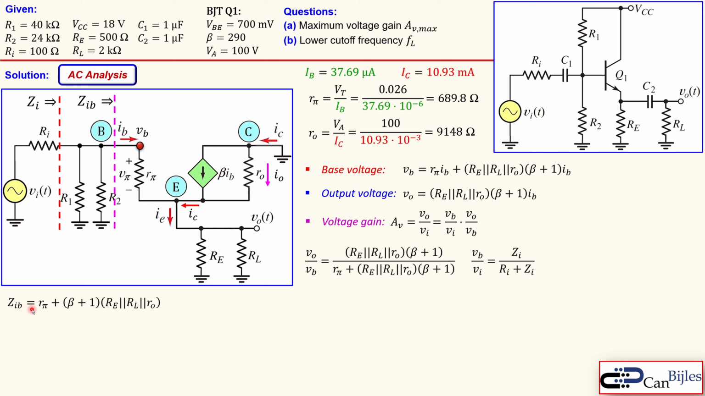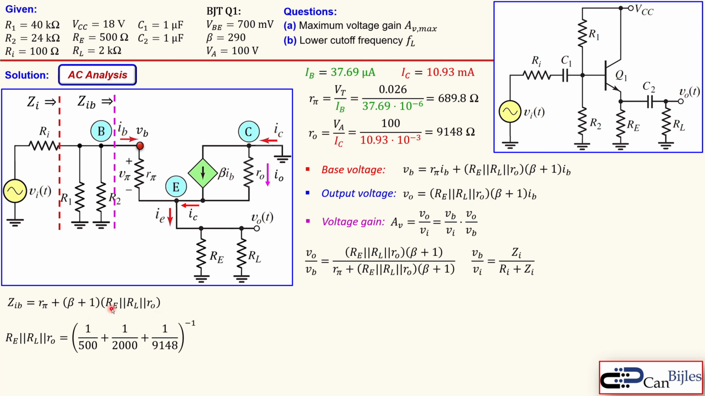So ZIB is R pi plus the parallel combination of these 3 resistors times the beta plus 1. That's what you see here. Why? Because this current is only valid for R pi, but the current flowing through these 3 resistors effectively is beta times IB plus IB, so it is beta plus 1 times larger. That's what you see here. So it's magnified looking from base to emitter.